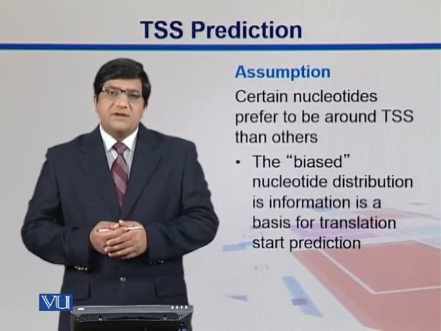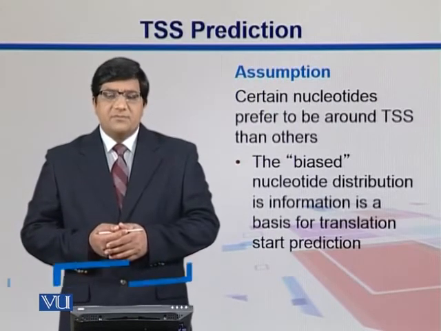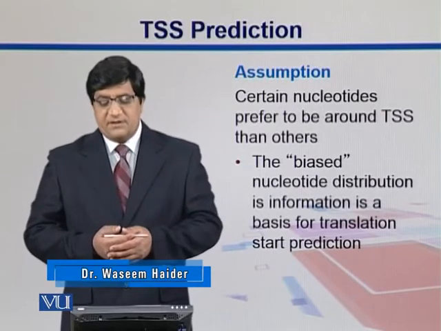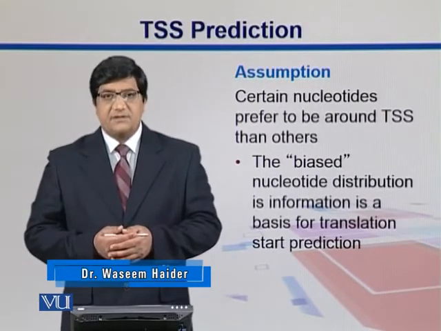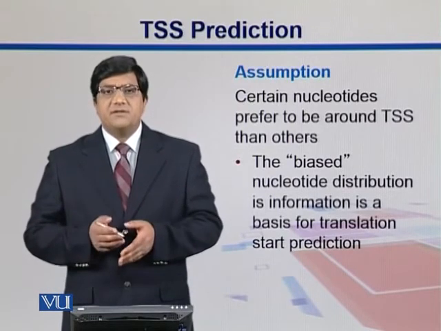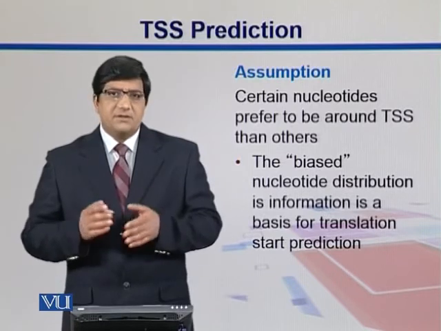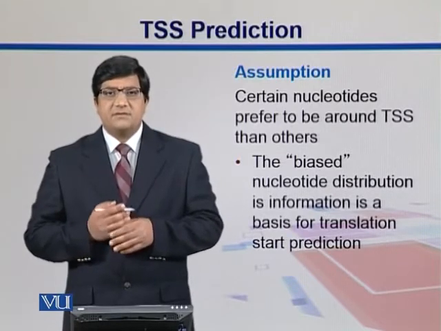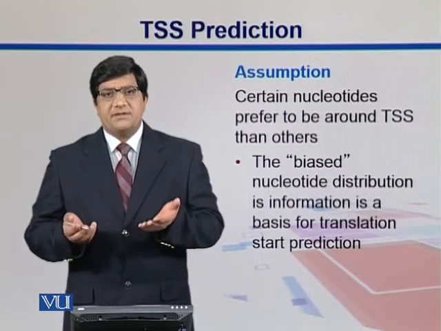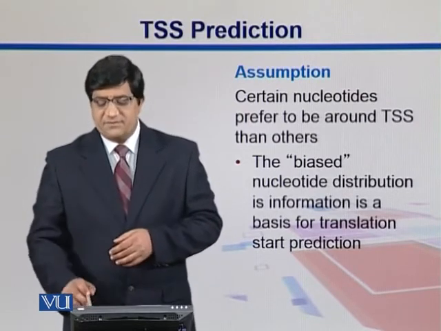So we assume that certain nucleotides prefer to be near, or be the neighbors of, those TSS, and these biased distributions can be informative. So looking into the frequency of those particular nucleotides around TSS can help us support the idea that those TSS are the real ones.